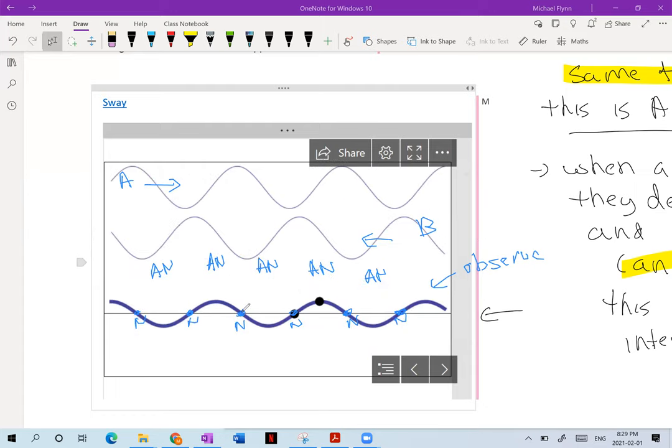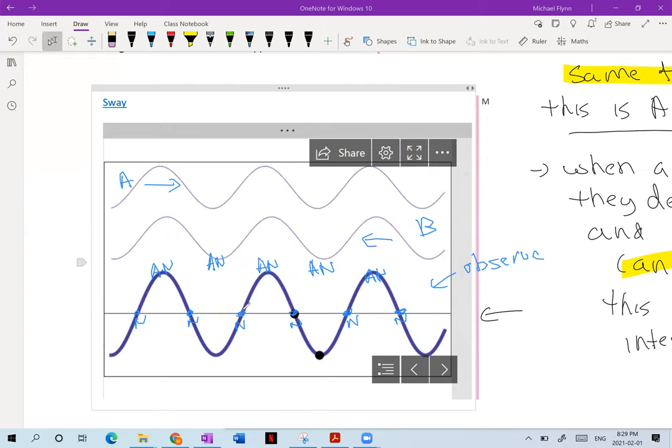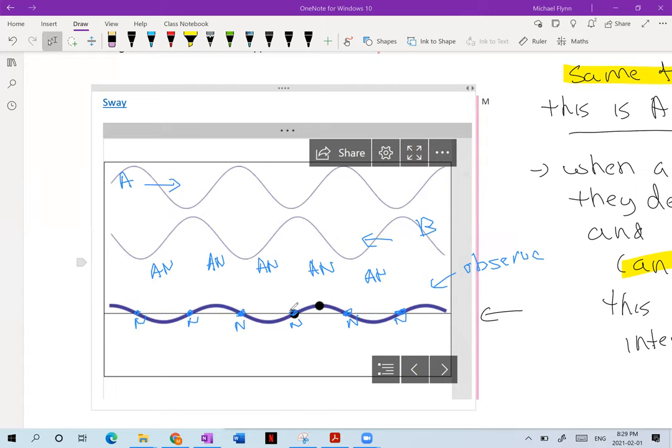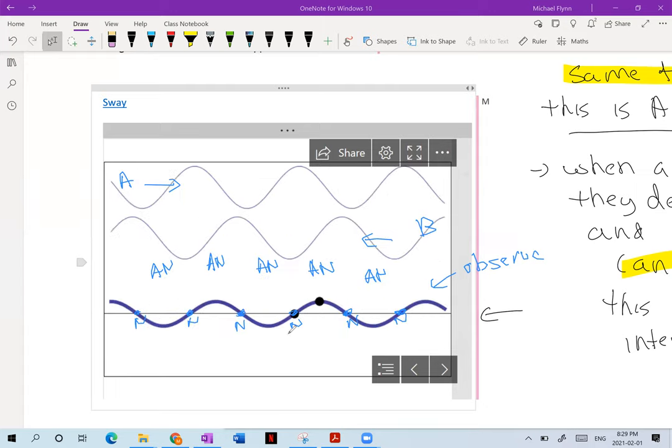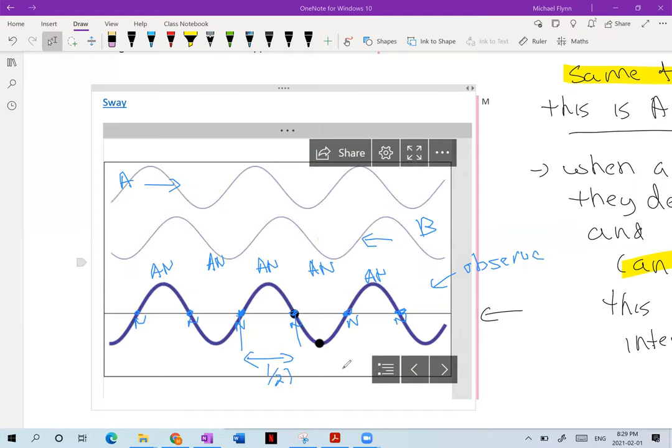Now, because the nodes have either a crest or a trough in between them, that's half of a wavelength. So node to node, this distance here is one half of a wavelength, okay?